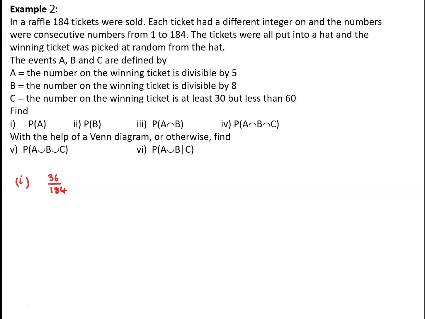If we think about the number 184, 184 is 23 times 8. So there are 23 numbers on the tickets that are exactly divisible by 8. So we've got a probability of 23 out of 184.